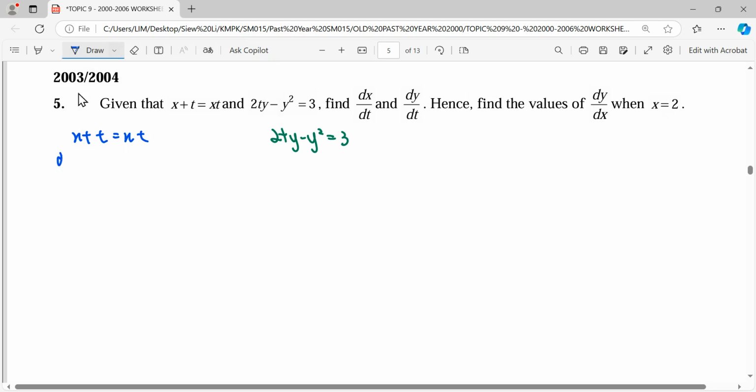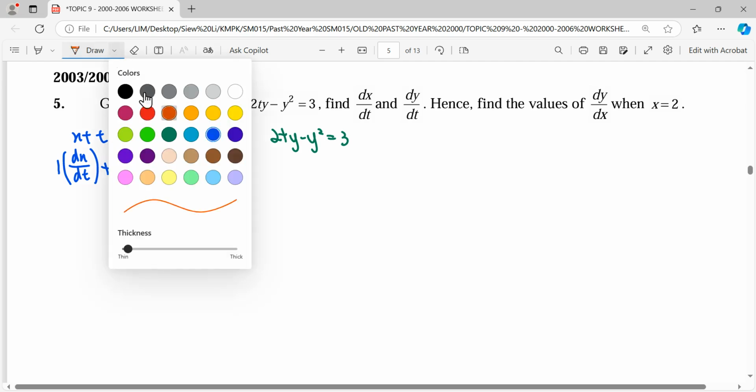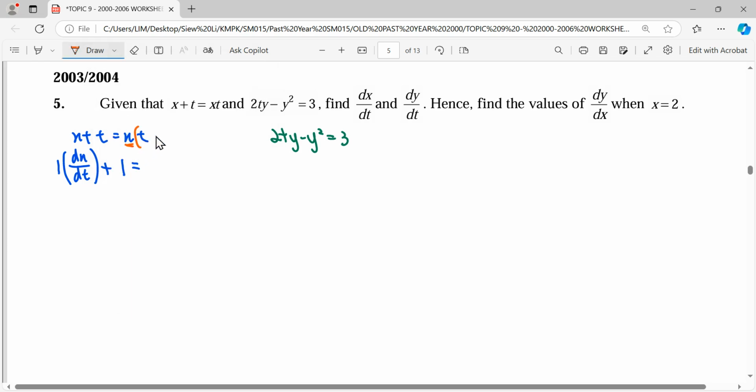So differentiate x with respect to t. Differentiate x, we get 1, and this is not with respect to t, so we need to write the implicit dx/dt. Differentiate t, we get 1. For the right hand side, we have the product rule, as we can see x is multiplied with t.